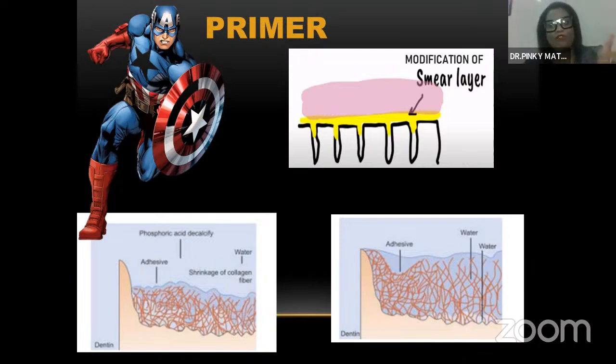We heard about etchants, we heard about bonding. What is this primer which keeps coming all the time? Everybody keeps saying primer, primer, primer. So now you know what a primer is: to maintain the water content of your collagen fibers and also to remove the extra water. What is this primer doing? You're not washing out anything. It's just modifying whatever you had. So basically, you're modifying the smear layer, right?